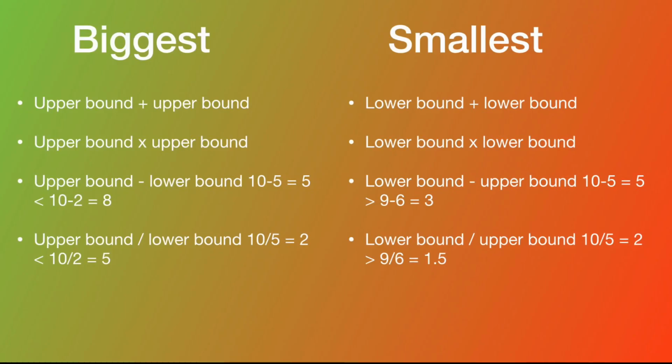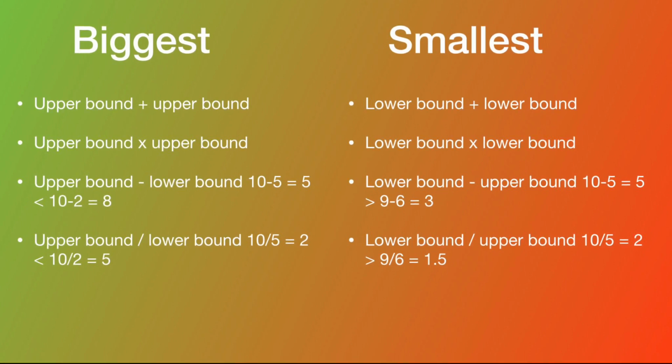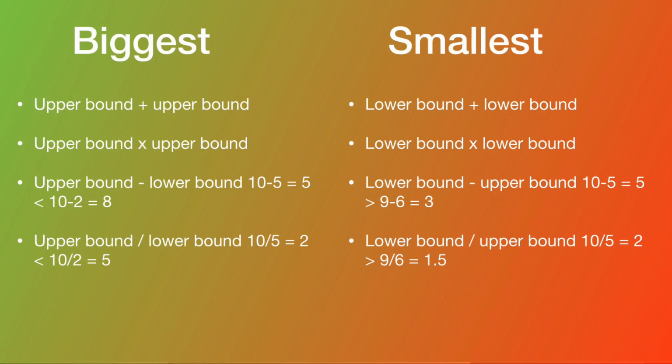Second is to find the smallest and biggest possible answer between the two estimated values. For addition and multiplication, we can use both the upper bound to get the highest value or both the lower bound to get the lowest value. However, for subtraction and division, it works differently.